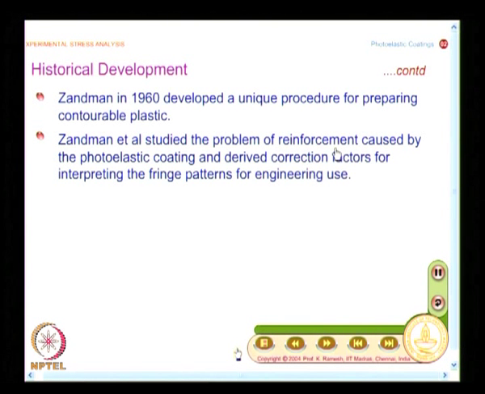Whether it is significant or not, we will have to find it out, caused by the, in this case, photoelastic coating, and Zandman provided correction factors for interpreting the fringe patterns for engineering use. And this applies to all the coating techniques. Even if you look at a strain gauge, it can reinforce when the specimen size is comparable to the size of the strain gauge.